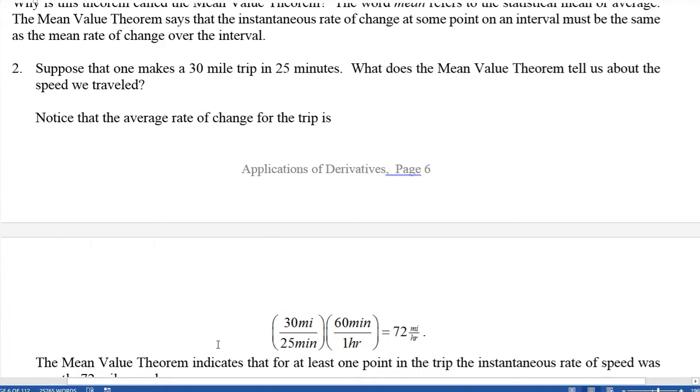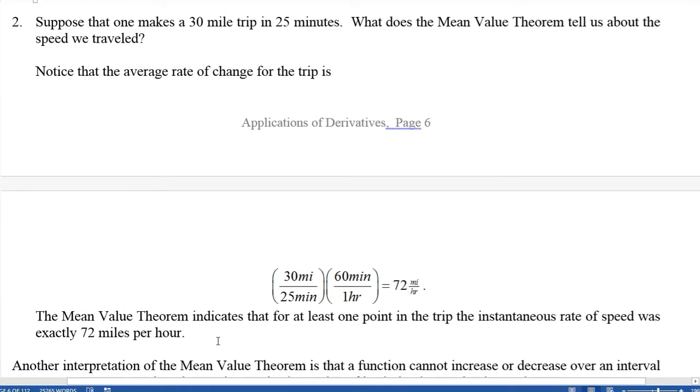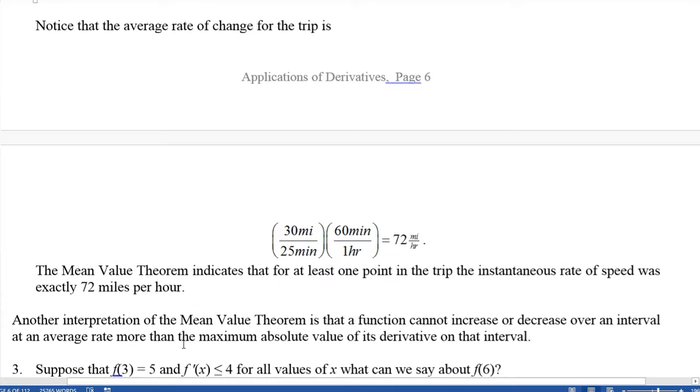And what the mean value theorem says is there's at least one point in that trip when you are going exactly 72 miles per hour. You could have gone above it some and below it some. It averages out to 72, but there has to be at least one place where the car was going exactly 72 miles per hour.